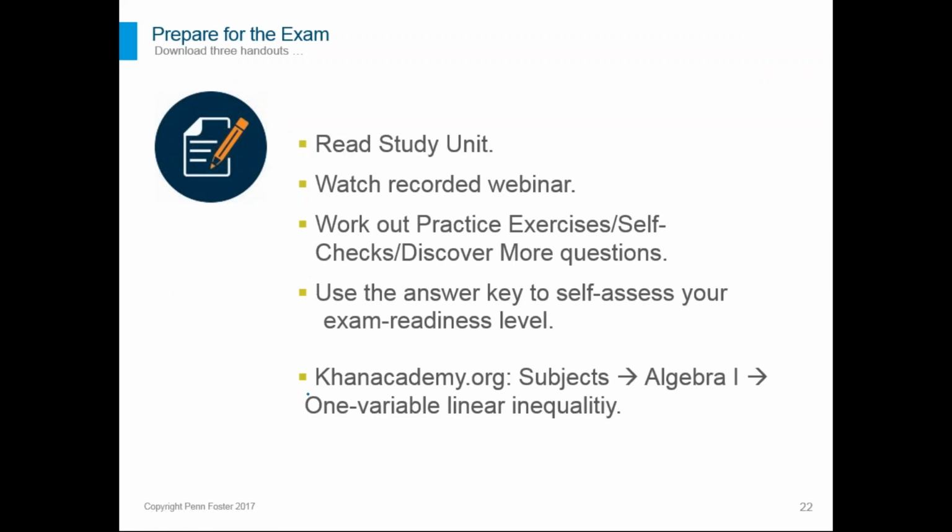Resources. How would you get ready for the exam? Of course, you're not going to take the exam unless you read the unit, watch the recorded webinar, work out the practice questions, self-checks, or discover more questions, however they call it in your unit. Make sure that you check your answers for those questions to the answer key provided to you.